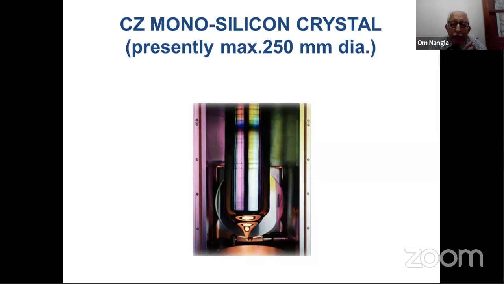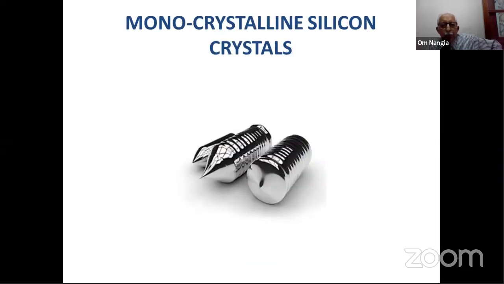Now, as I said, we are able to grow large diameter crystals, 200 to 250 millimeter diameter. Earlier we were working on one centimeter diameter crystal wafers. Now the advancement has gone so much that we are able to grow 250 mm diameter crystals. This is the picture of crystals. Actually, when we grow in this furnace, long rods, 1 meter long rods of 200 mm diameter crystals are grown, because these crystals are then cut into wafers, as I will show you.